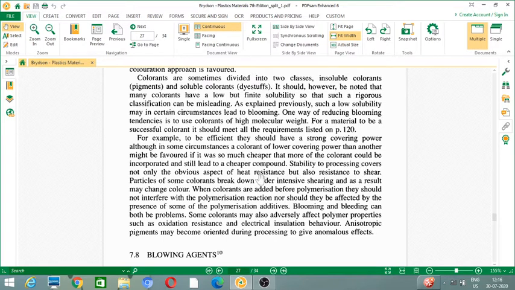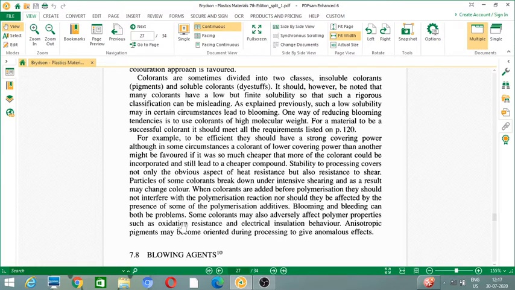Stability to processing covers not only the obvious aspect of heat resistance, but also resistance to shear. So the good colorant should have heat resistance and also shear resistance. Particles of some colorants break down under intensive shearing and as a result may change color. When colorants are added before polymerization, they should not interfere with the polymerization reaction, nor should they be affected by the presence of some of the polymerization additives. So they should be more or less chemically inert while taking part in the polymerization reaction.